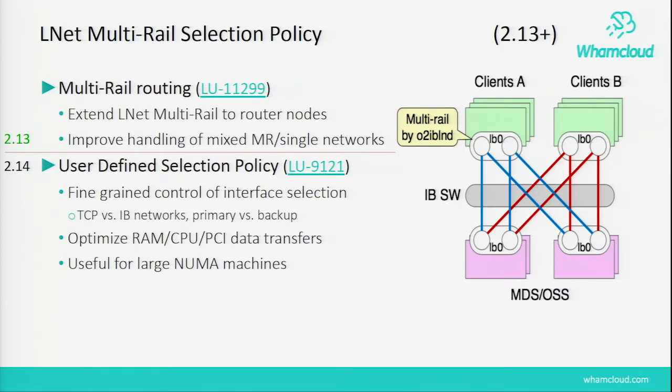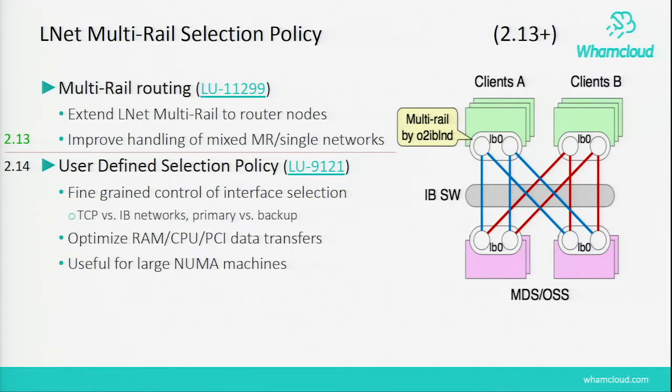For the next release, 2.14, the next LNet feature that's going to be developed is called user-defined selection policy, and that allows the administrator to configure on large NUMA systems which interface inside the system is the most efficient for a given message, or if you have two different kinds of networks connected to a single node, let's say a high-speed InfiniBand interface and a slightly slower, 10 gigabit Ethernet or 100 gigabit Ethernet, you can specify a policy.